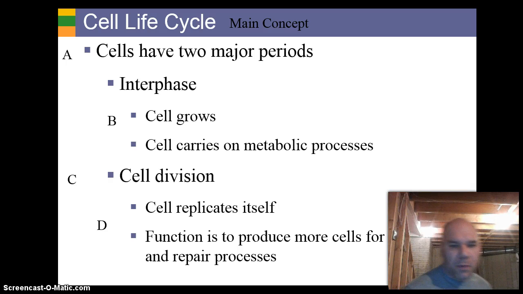Bubble C, when we're talking about bubble C, we're talking about cell division. All right, so the process through which the cell actually divides. In addition to cell division in bubble C, I would put this is the process where the cell replicates itself. In bubble D, when we further describe cell division, we know that one of those functions is to produce more cells for growth and the repair process.